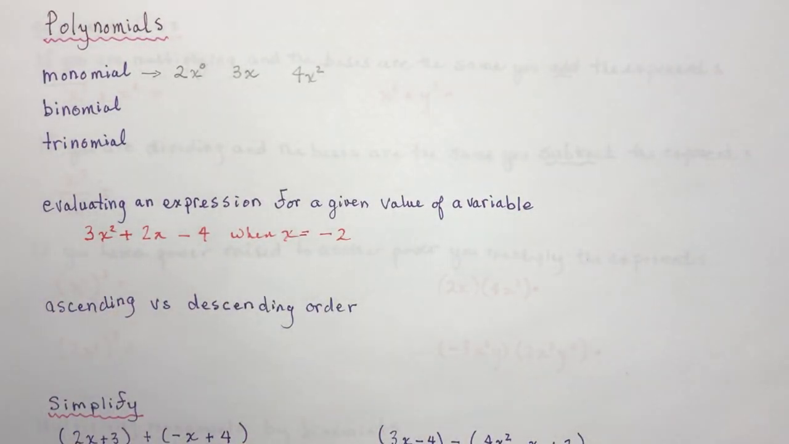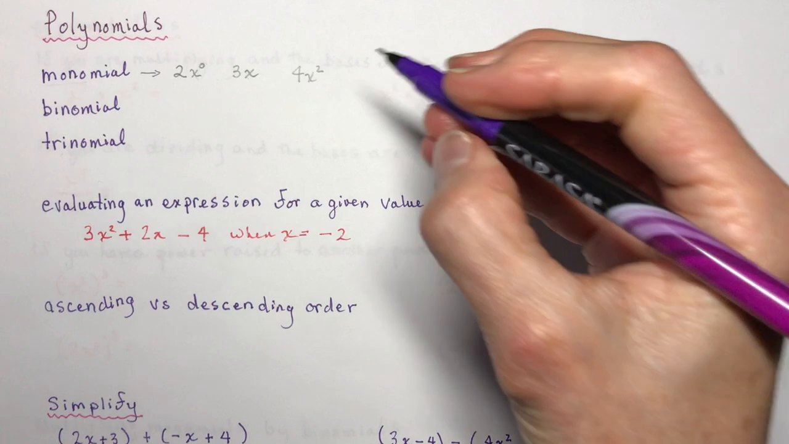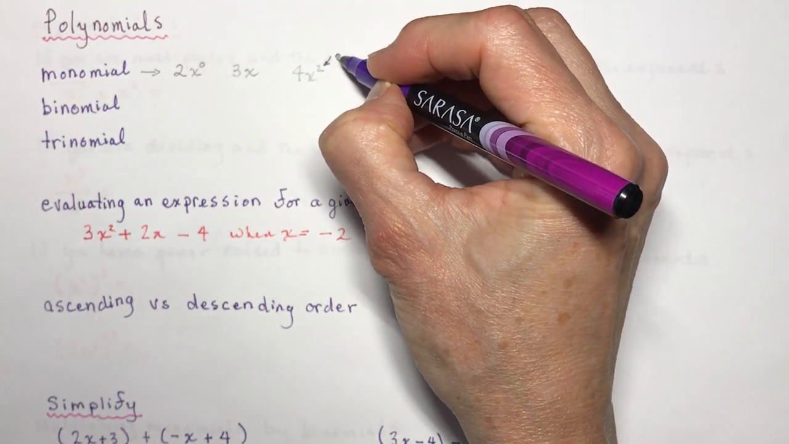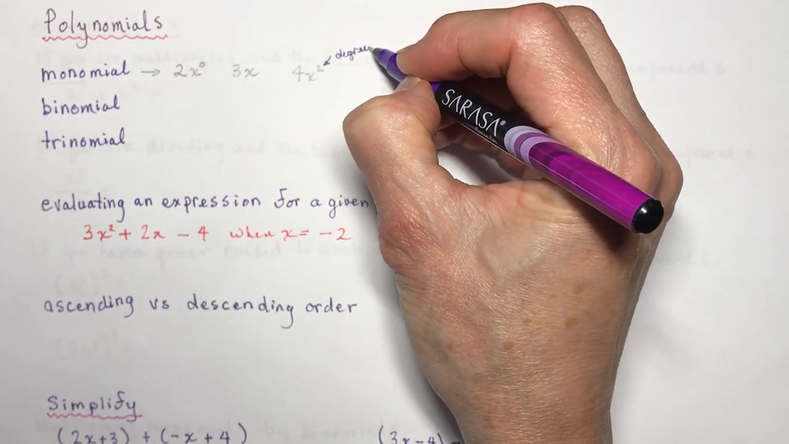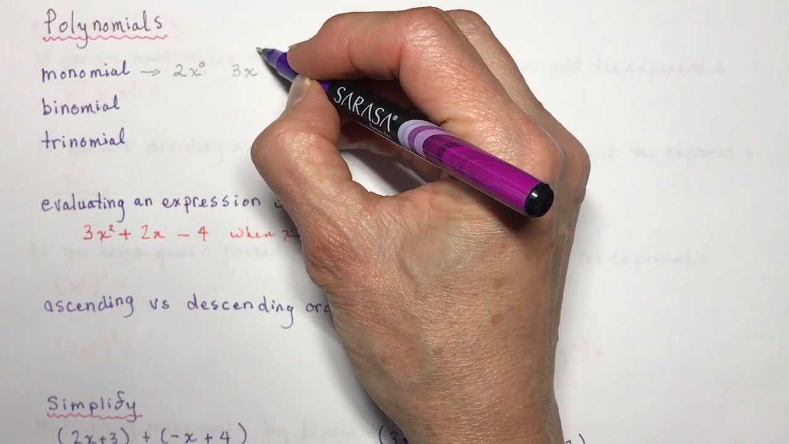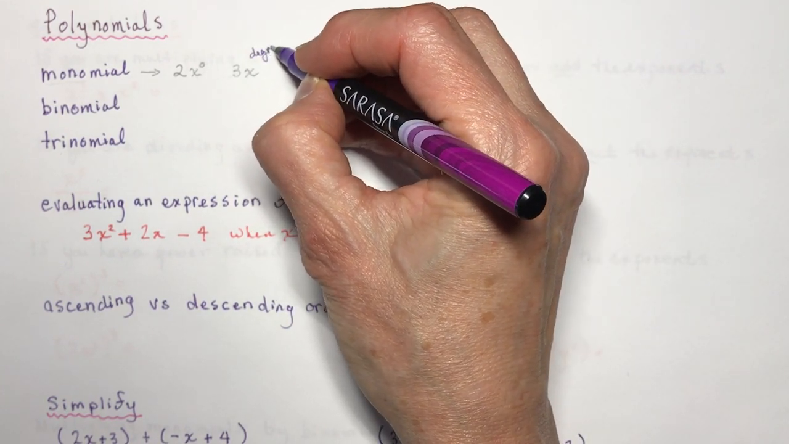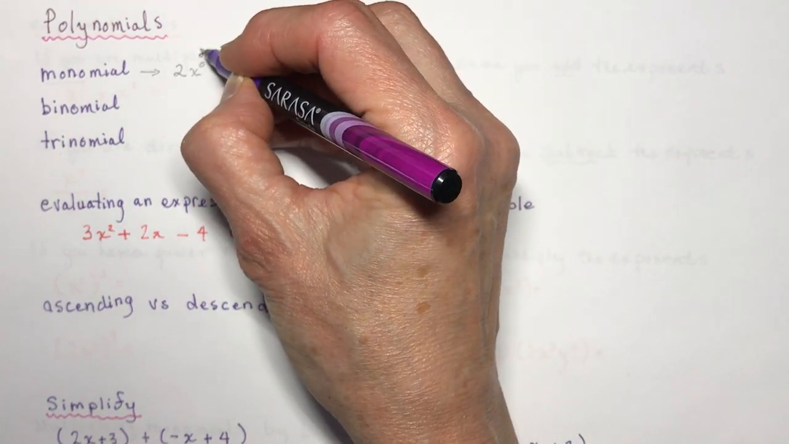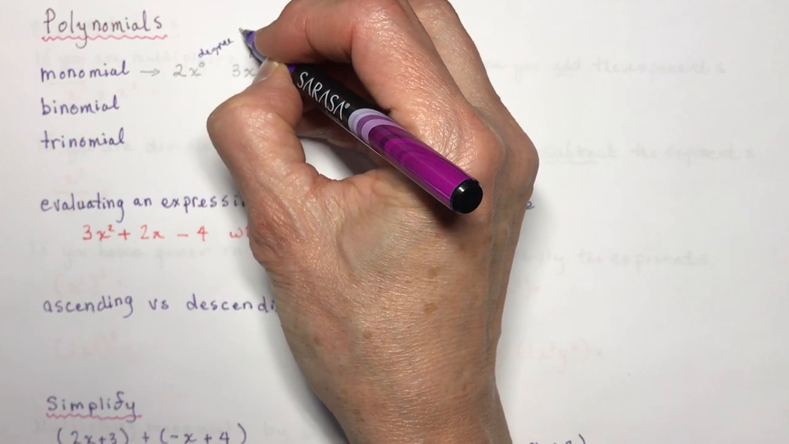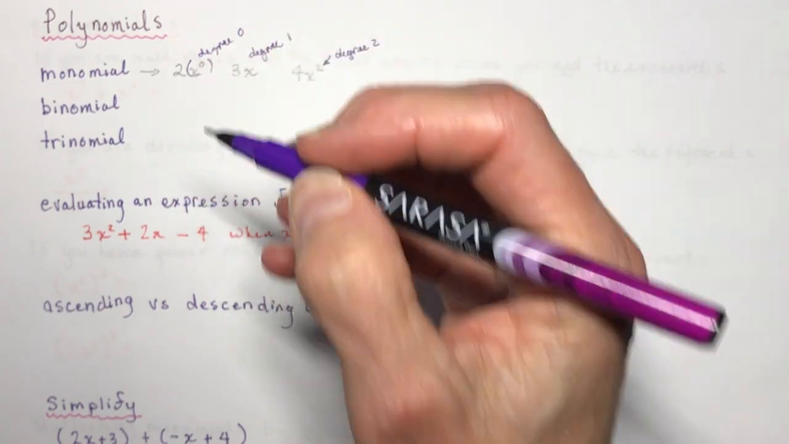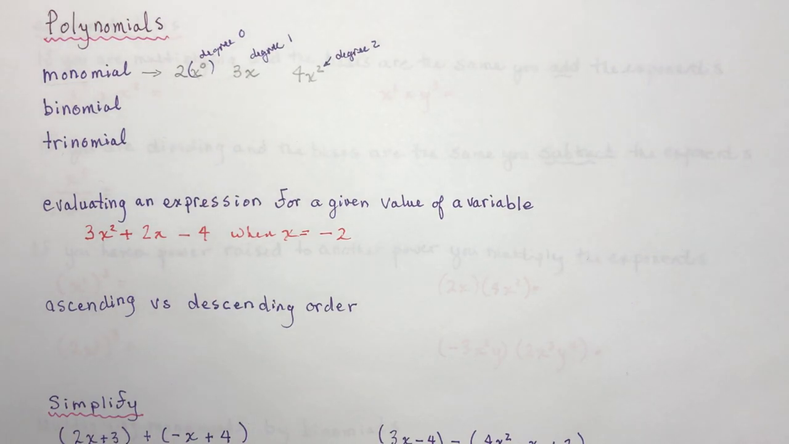So what I want you to understand from what I'm writing here is that this has a degree of 2. Okay, you need to know that. This is a degree of 1, and this is a degree of 0. So basically the x wouldn't even be there. You would just write 2.